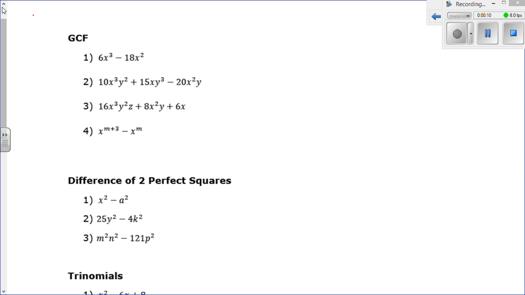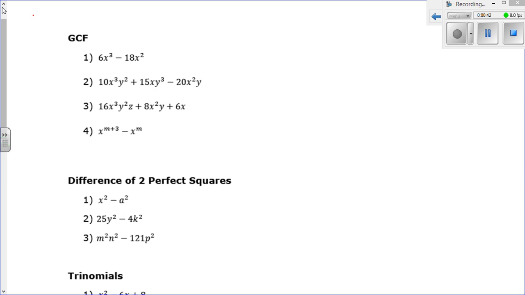Today I'm going to go through a few factoring problems to help you remember how to factor. We have 4 different types of factoring that we're going to be working with. The first type of factoring is the greatest common factor. So when I'm looking for the greatest common factor, I'm looking for the largest number that divides into all the numbers evenly, and I'm looking for the smallest power that I see.